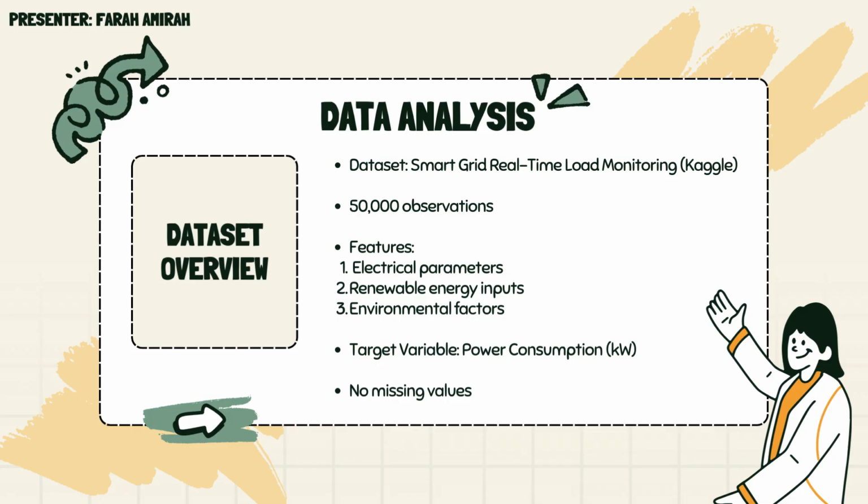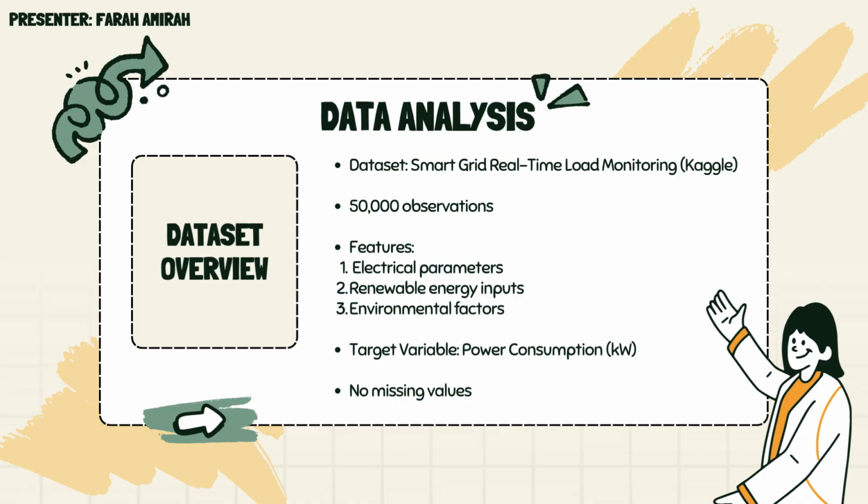Okay, now for data analysis, we will first take a look at the dataset overview. The dataset used in this study is the Smart Grid Real-Time Load Monitoring dataset obtained from Kaggle. The dataset consists of 50,000 observations representing real-time electrical and environmental measurements collected from a smart grid system. The dataset includes electrical parameters such as voltage, power factor, frequency, and power consumption, as well as renewable energy inputs like solar and wind power.